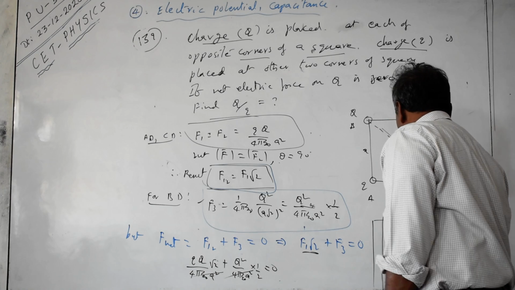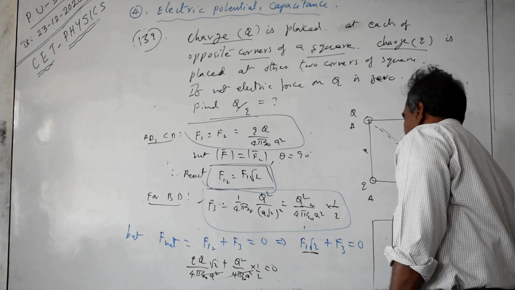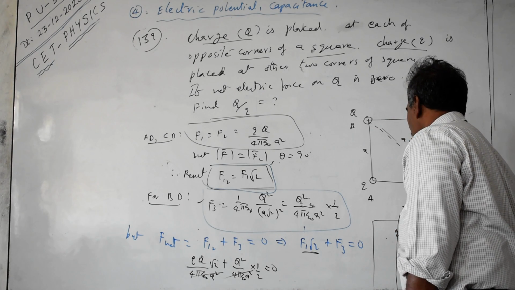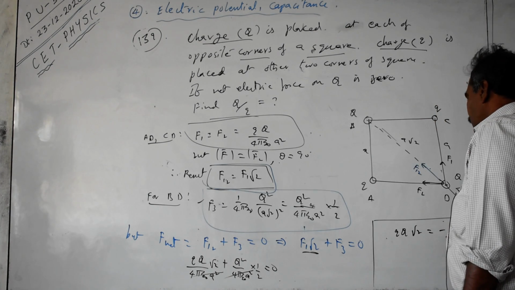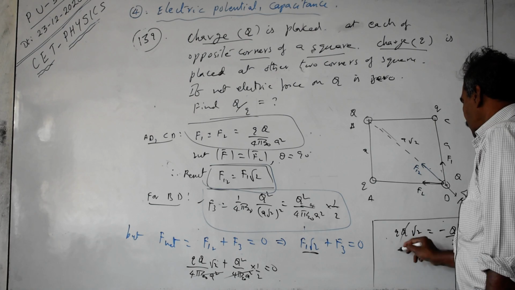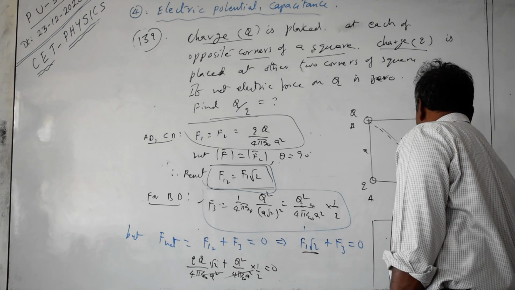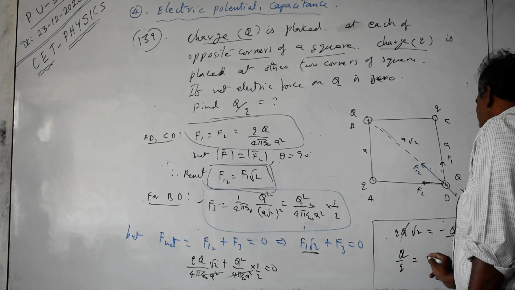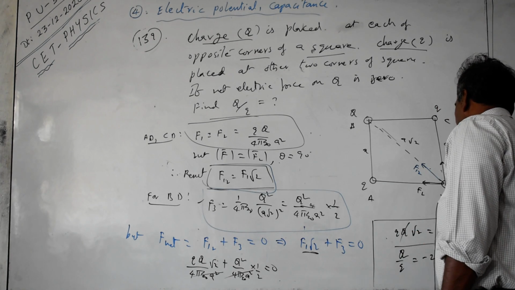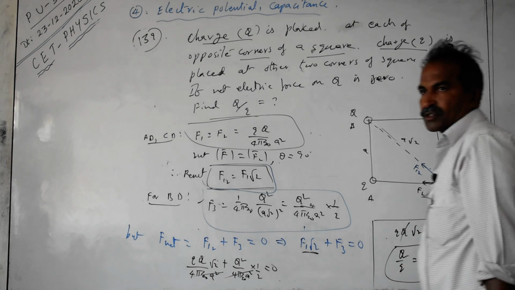So here on the left side you will get root 2, that means Q root 2 equals minus Q square by 2, one Q cancels. So Q by small q is minus 2 root 2, which is the answer for us. Ratio does not have units.